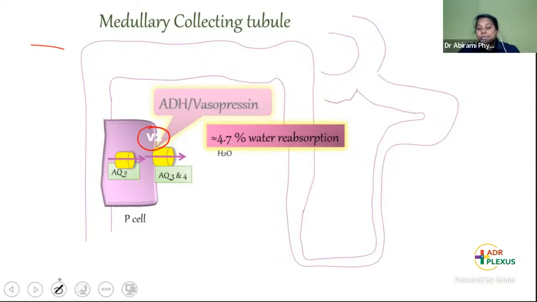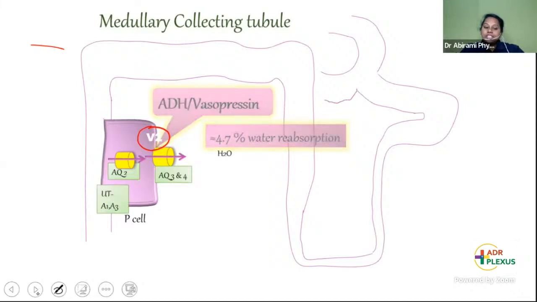See, remember, regarding water reabsorption, the percentages are different. In the PCT, maximum water reabsorption, 60%, and that does not need any hormone. In the cortical collecting tubule, 10% of water reabsorption through ADH or vasopressin. In the medullary collecting tubule, 4.7% of water reabsorption, that also requires ADH or vasopressin.